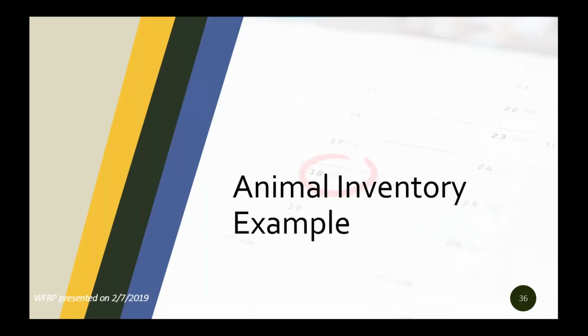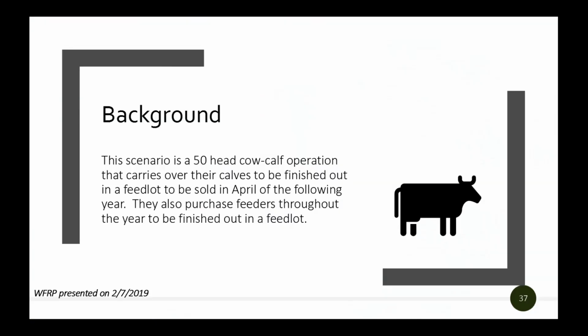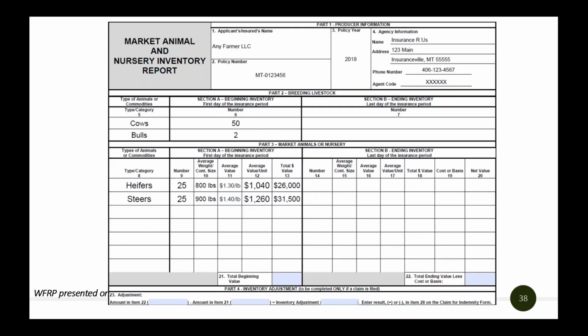So we're going to jump into bringing everything together here. I've got a simple animal inventory example, some livestock, just to show how the inventory works in determining revenue to account for claims. The background here is we have a 50-head cow-calf operation that carries over calves to be finished out in a feedlot, and they'll be sold in April of the following year. They're also going to purchase some feeders throughout the year to be finished out in a feedlot. So let's take a look at our form here.